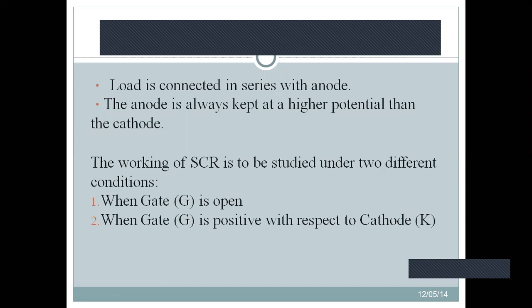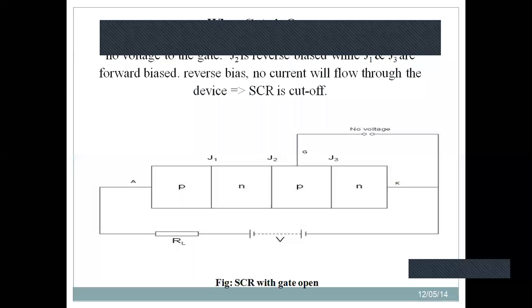Now apply the gate voltage, that is positive voltage with respect to cathode. Once you do this, you may find some output. Now what happens if you do not connect the gate terminal? That is the question here, right? When the gate is open, there is no voltage to the gate, which means there is no voltage at junction J2, right? So even this SCR can be operated under two modes.